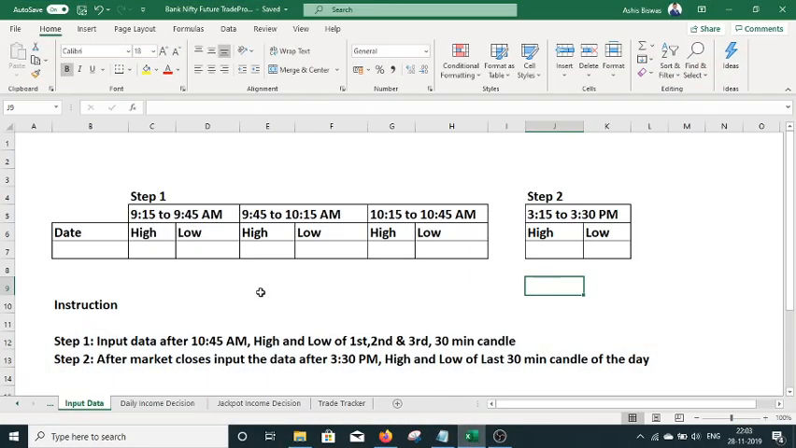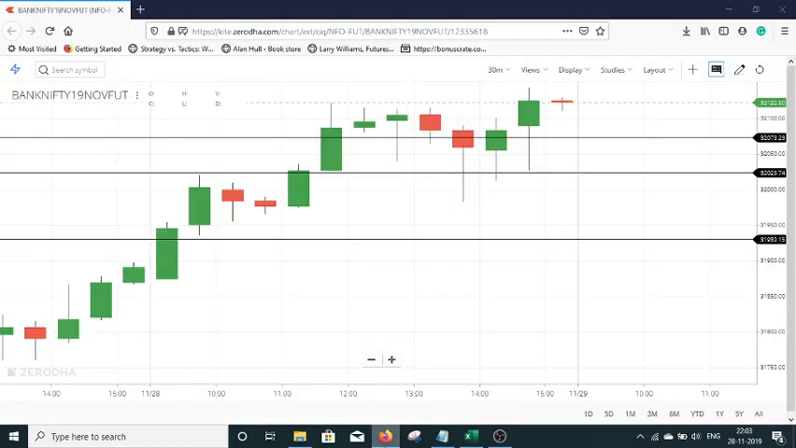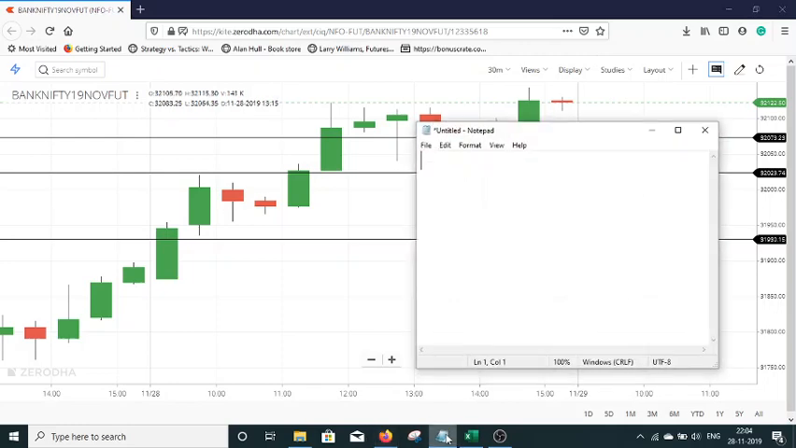As you can see, we have to put in three data sets, the high and low between 9:15 to 9:45 a.m., 9:45 a.m. to 10:15 a.m., and 10:15 to 10:45 a.m. So at 10:45 we have to open the Bank Nifty chart, set it to a 30-minute candle, and note down the high and low of the first, second and third. That's it. So let's check.